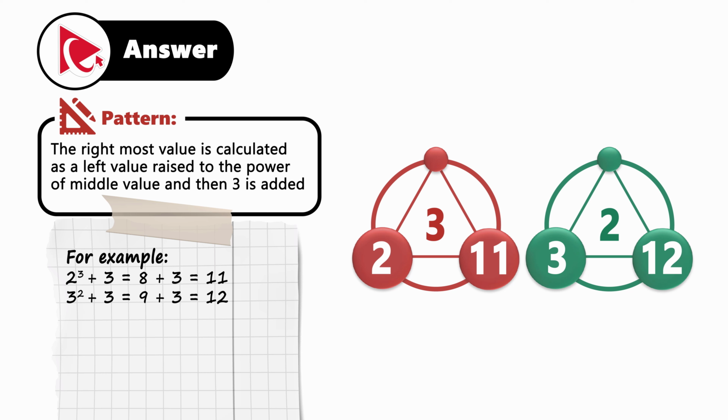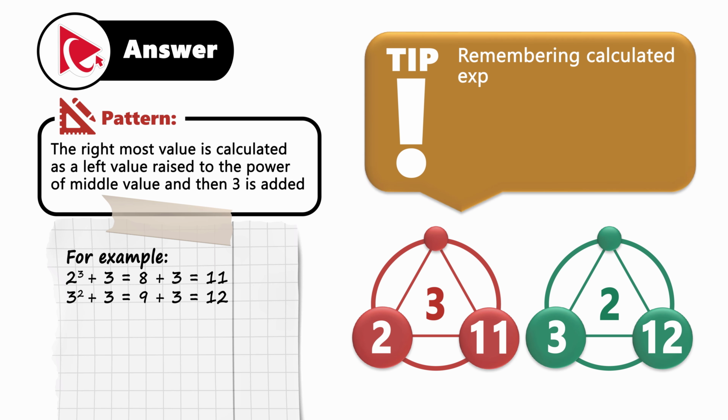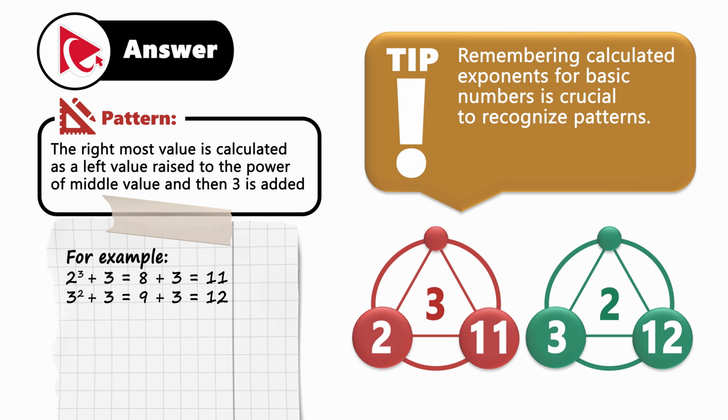The most important tip to solve these types of challenges is remembering calculated exponents for basic numbers, which is crucial to recognizing these types of patterns. For example, 2 to the power of 2 equals 4, 2 to the power of 3 equals 8, 2 to the power of 4 equals 16, 3 to the power of 2 equals 9, and so on.